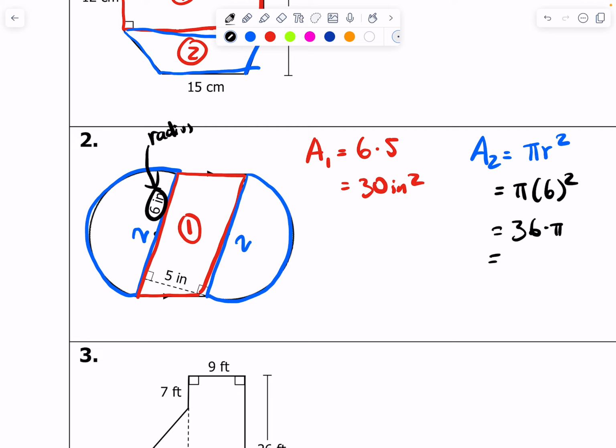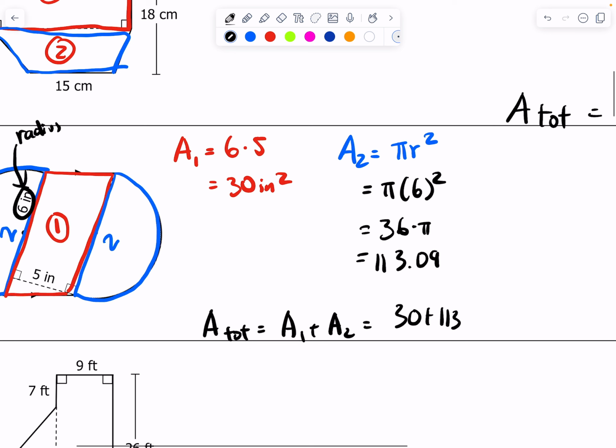I have to rotate it because... times pi. And that gives me 113.09. So that's A2. So to find the total area of the composite figure, I'm just adding up A1 plus A2. And that's going to give me 30 plus 113, and that's going to give me 143 inches squared.